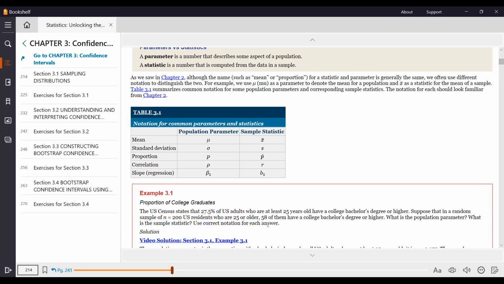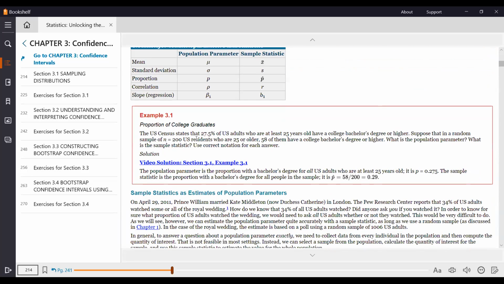Now, here's an example of a proportion question, all right? Right here. It says the U.S. Census, this is a government agency, states that 27.5% of U.S. adults who are at least 25 years old have a college bachelor's degree or higher. Suppose that in a random sample of n equals 200, remember small n represents the number of people in the sample. We call that sample size. All right, suppose that in a random sample of 200 US residents who are 25 or older, 58 of them have a college bachelor's degree or higher. What is the population parameter?